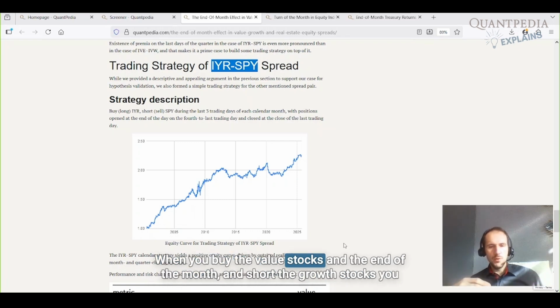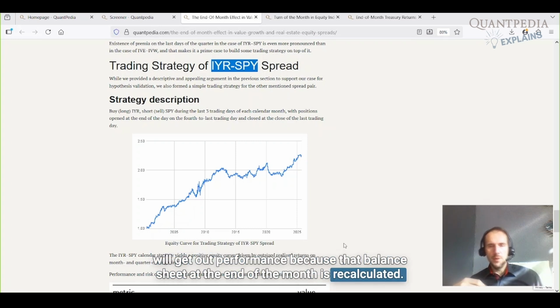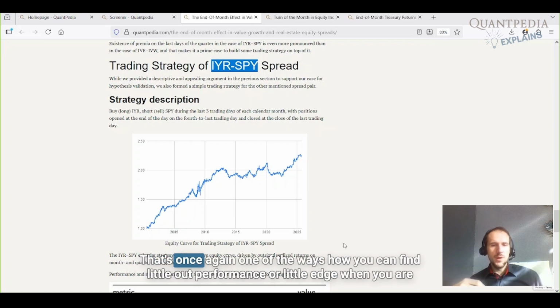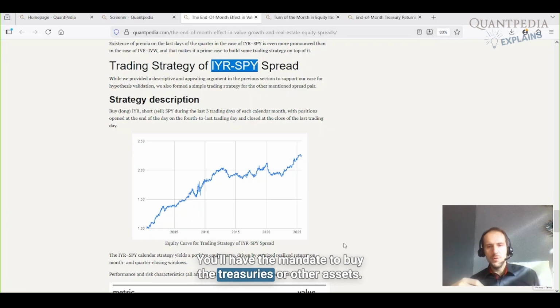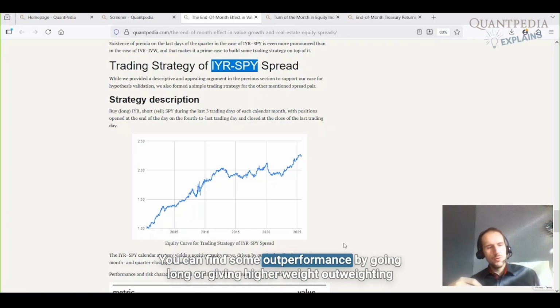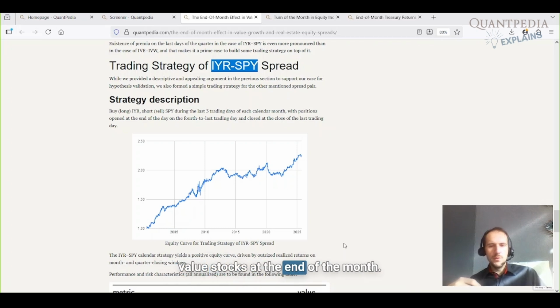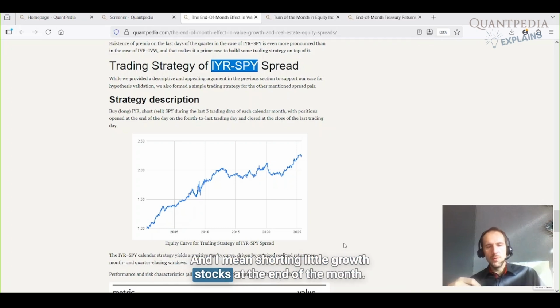When you buy the value stocks at the end of the month and short the growth stocks, you will get outperformance because that balance sheet at the end of the month is recalculated, and is sensitive to interest rates. That's once again one of the ways how you can find a little outperformance or a little edge when you are an equity long investor, also an equity long short investor, so you can invest only in the equities. You don't have the mandate to buy the treasuries or other assets. You can find some outperformance by going long or giving higher weight to value stocks at the end of the month, and shorting a little growth stocks at the end of the month. So this is the way how you can gain some performance.